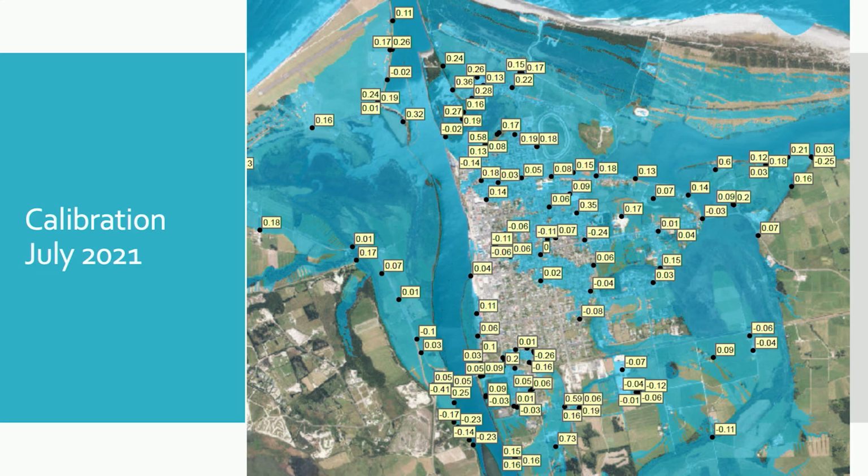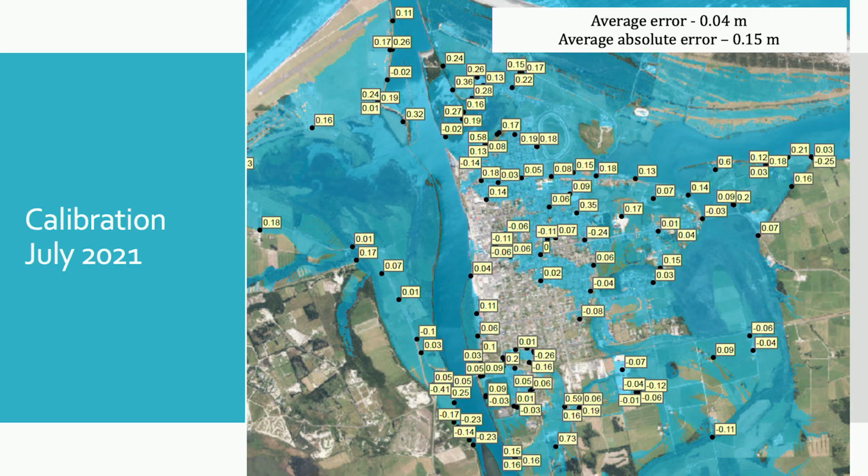This slide here is just an example of the model calibration. The numbers in the yellow text boxes are the difference between the predicted water level and the measured peak water level after the flood. We've got about 240 measured water levels or measured debris levels around the catchment, and we've compared those levels and the flood extent with the current model, and we get a very close fit.